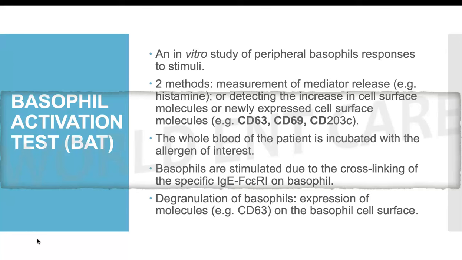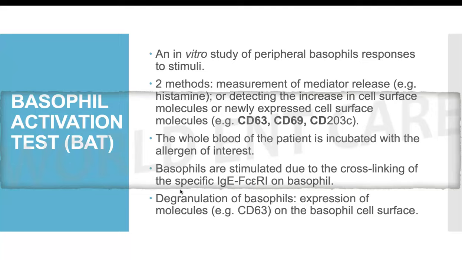The first is the measurement of mediator release like histamine, or detecting the increase of cell surface molecules or newly expressed cell surface molecules. So either we can detect the mediator released by the cell, that is histamine, or we can detect the cell surface molecules present on the basophils. These cell surface molecules are CD63, CD69 and CD203c.